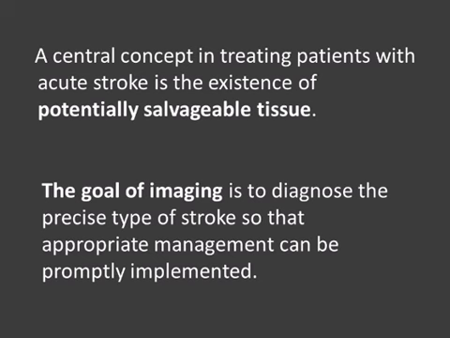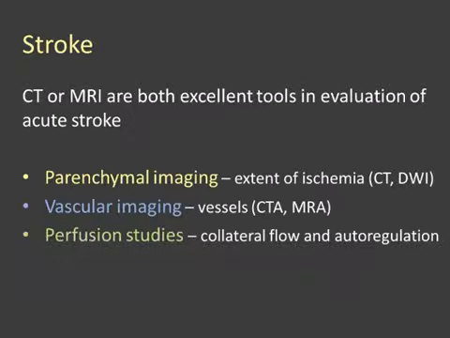What we have to do as an imager, we have to diagnose which type of stroke it is, and what we basically have to know is which vessel is occluded if anything can be really done. You can do stroke imaging with CT or with MRI. I guess most of you will do this with acute CT. So CT and MRI are excellent methods in evaluation of acute stroke.